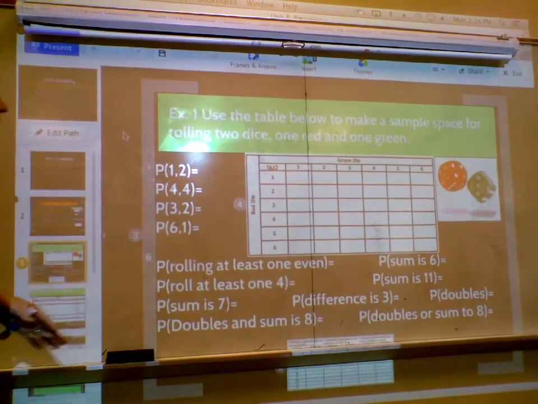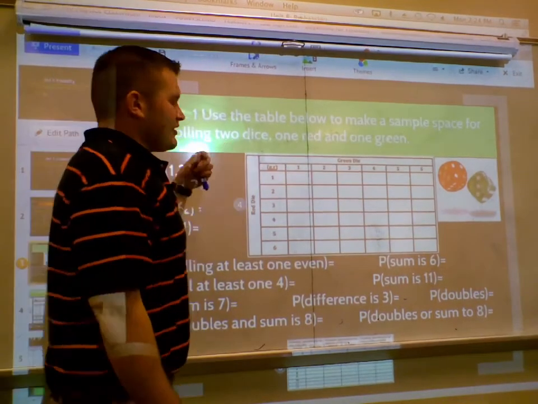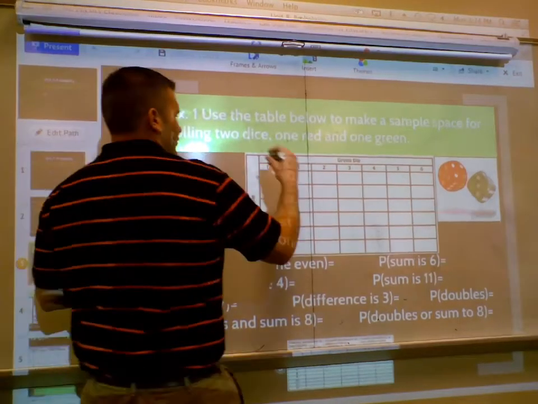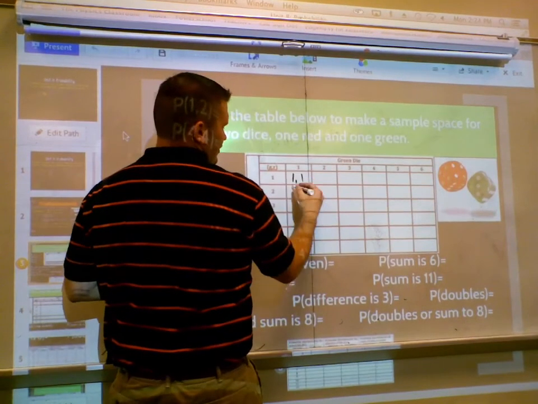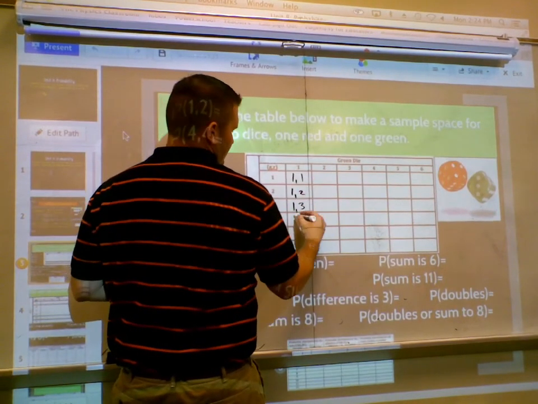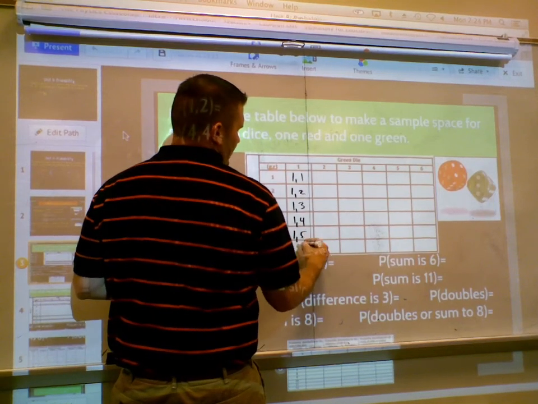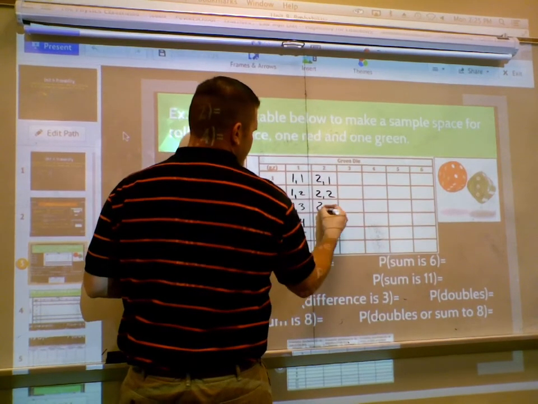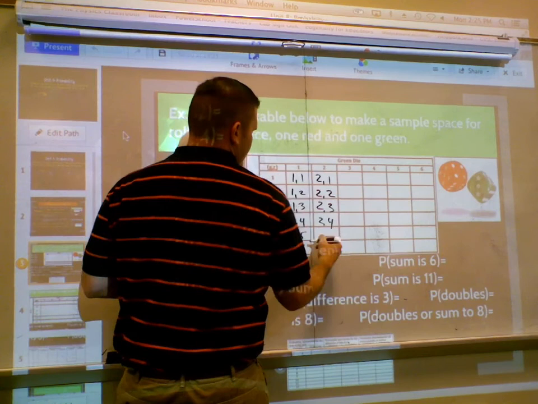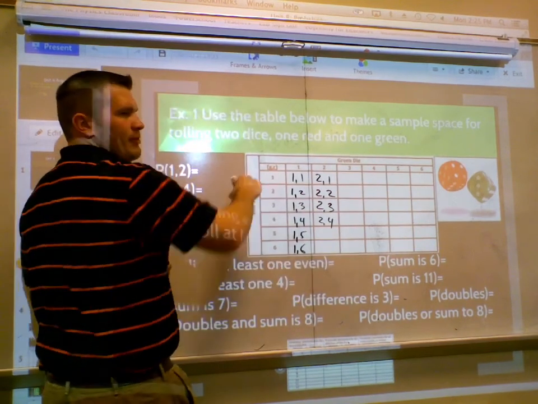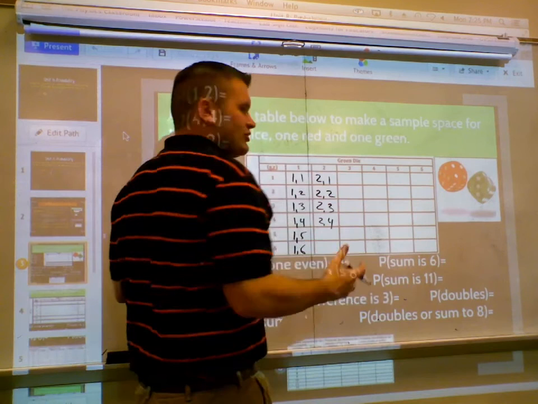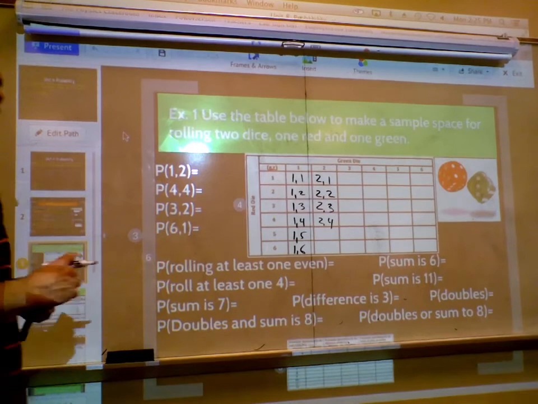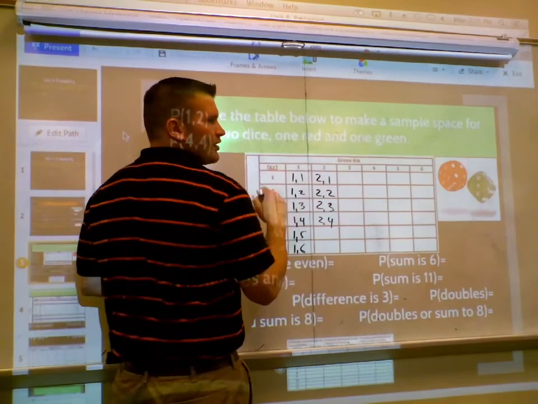Yeah? Okay. So, when we're filling this table in, we're going to write the ordered pairs as G, comma R, so green, comma red. So this first one would be 1, comma 1, 1, comma 2, 1, comma 3, 1, comma 4, 1, comma 5, 1, comma 6, 2, comma 1, 2, comma 2, 2, comma 3, and so on. Because up here in the top left corner it says G, comma R. You could do R, comma G. It really doesn't make a difference. So 2, comma 1 means I rolled a 2 on the green and a 1 on the red.